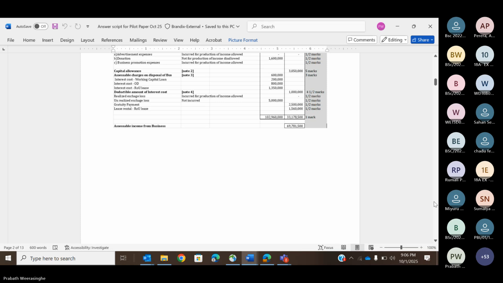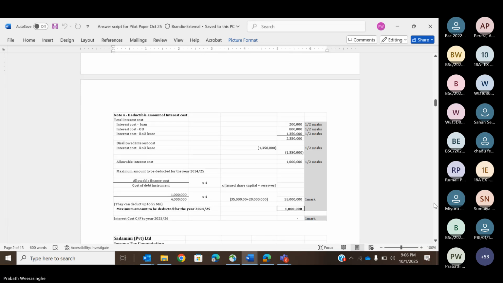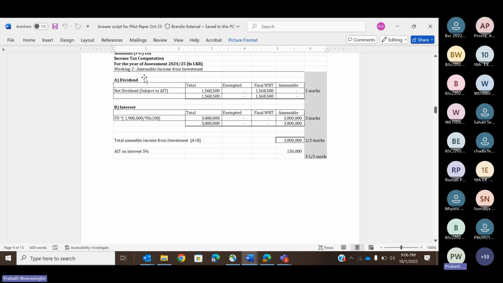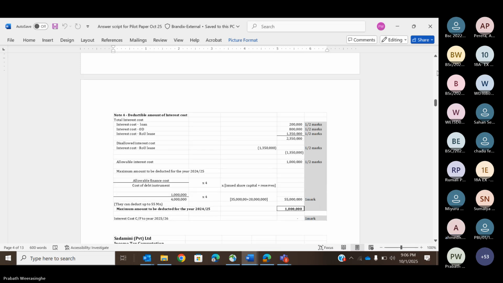Then the second income source, assessable income from investment. A student asks: how did you get that cost of debt instrument? Under section 18, below that, the maximum amount to be deducted for the year 24-25. How did you get that 4 million? Could you please explain? Below allowable finance cost, that equation.